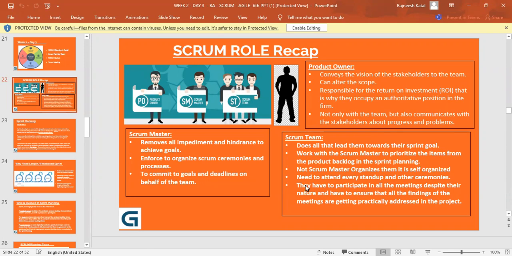Okay. Anybody has any doubts in this? Please unmute yourself and ask. You're most welcome. Prerna, yeah. Can you explain to me one second one, that can alter the scope? Means they can change the whole project or the requirement, what they can alter?